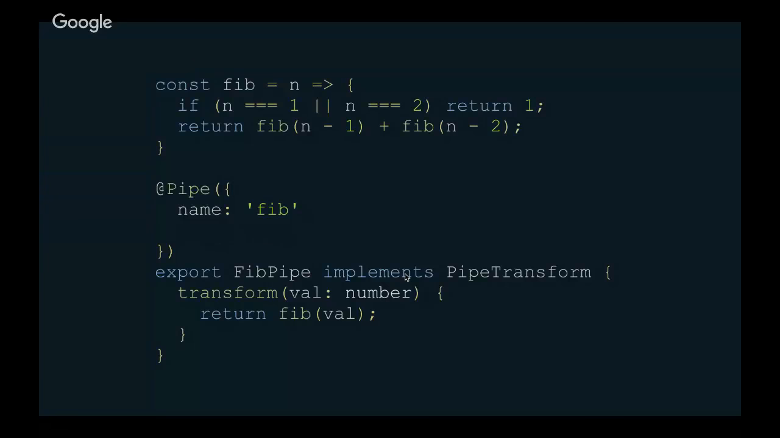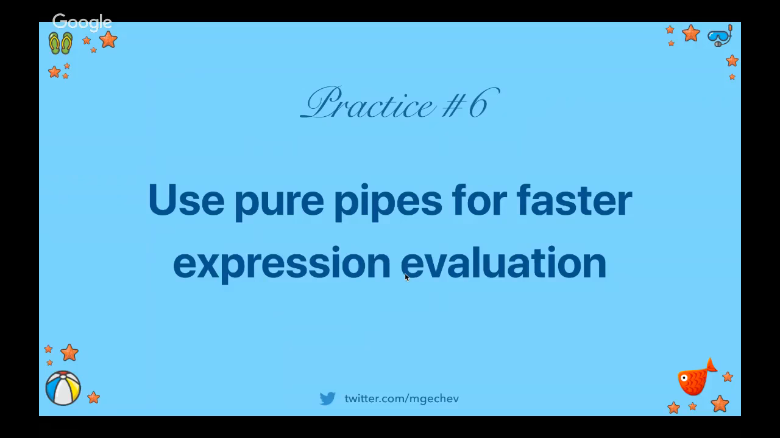And the good thing is that all pipes by default are pure. So we are kind of writing efficient code, maybe even without knowing that. Use pure pipes for faster expression evaluation. That's practice 6. Also, there are some pipes which are impure by default. For instance, the async pipe, there is no way for it to be pure because it just needs to hold a state, like for the promise or the observable that we have bound to.